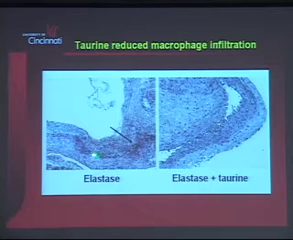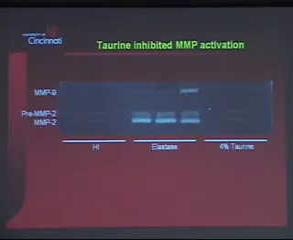We also looked at macrophage infiltration. I apologize, the quality of these slides is not very good. I was making them up just before I left. But clearly, we could see evidence of significant macrophage infiltration into the aortic wall in the elastase-treated mice, and this was also essentially abolished by co-treating with taurine. And this suggests that, as Rob said earlier, the influx of PMNs probably triggers macrophage infiltration, and this may in part be mediated through the myeloperoxidase.